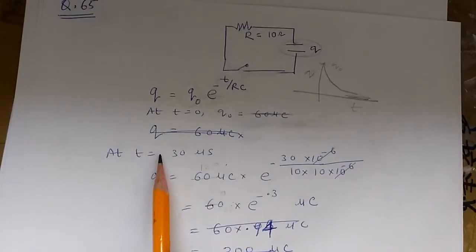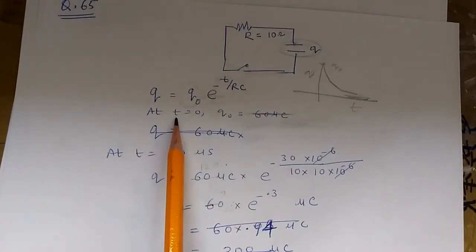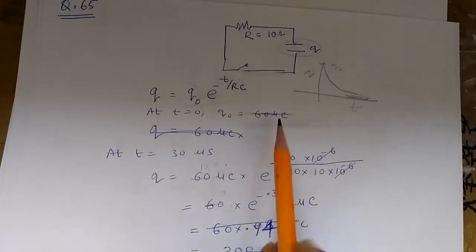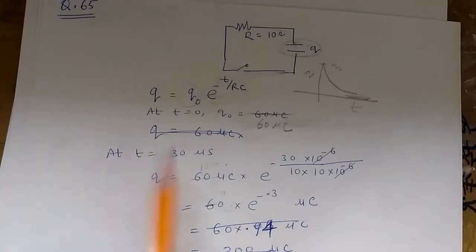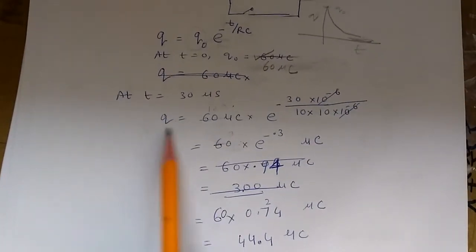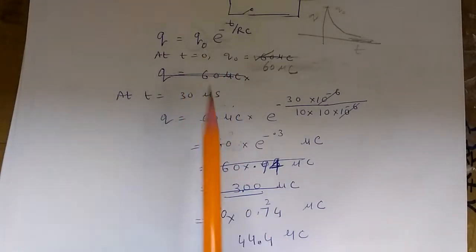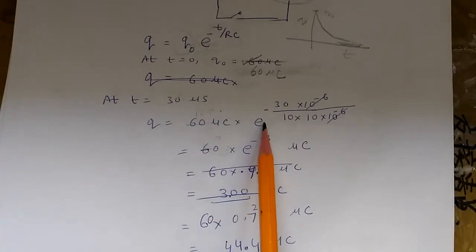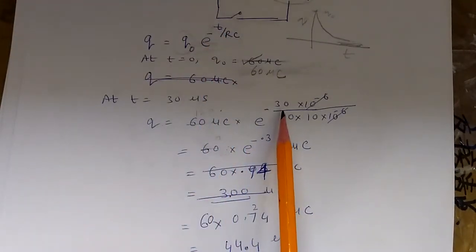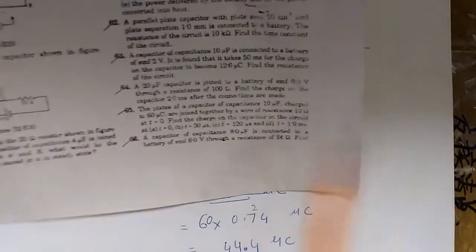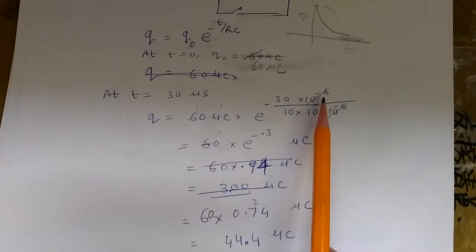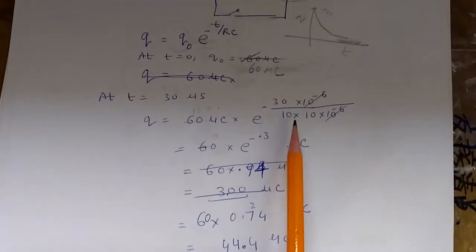So we can proceed with it, trying to find the charge at t equal to 0, that is the first question. We have Q equal to Q naught, and we are given it as 60 microcoulomb. Now at t equal to 30 microsecond, Q is equal to 60 microcoulomb, since Q naught we know is 60 microcoulomb, multiplied by e to the power of minus t, where t we need to put as 30 microsecond, that is 30 into 10 to the power minus 6 (converting micro to 10 to the power minus 6), divided by RC.